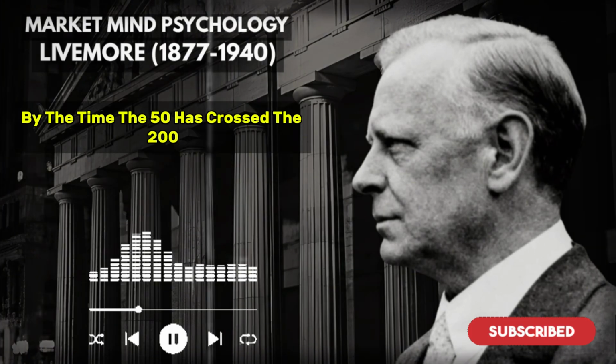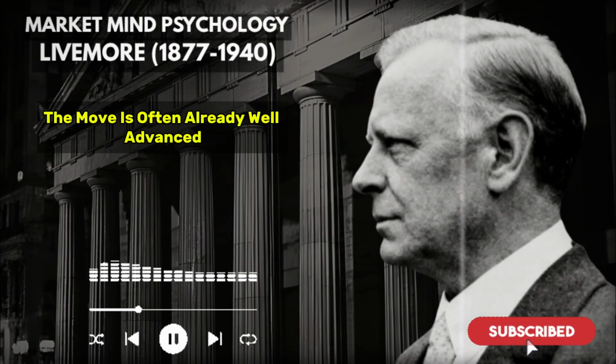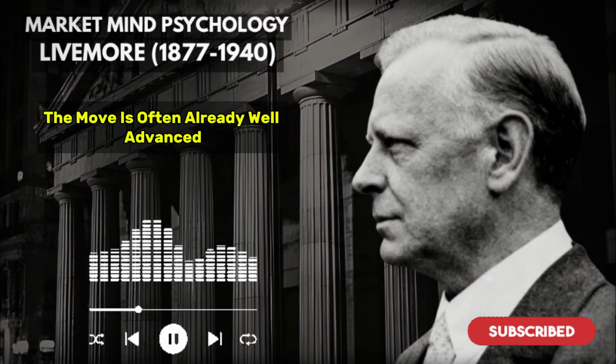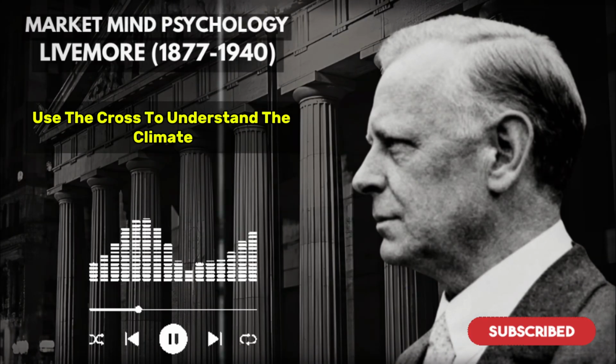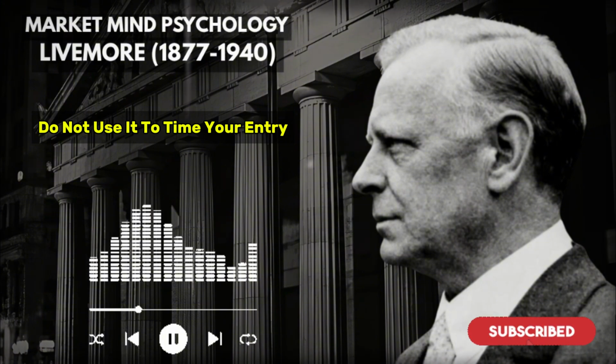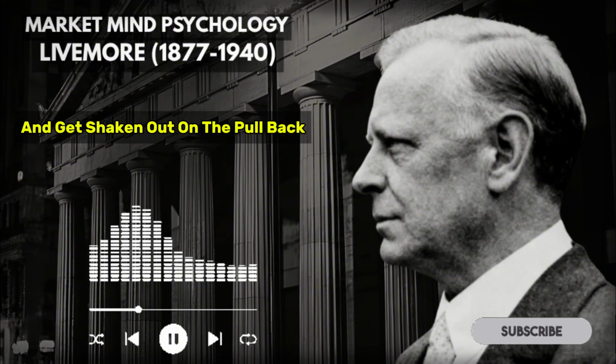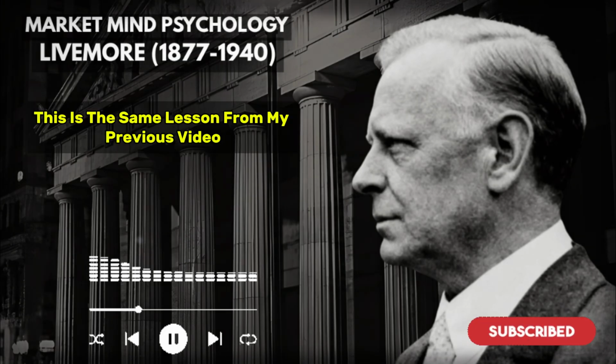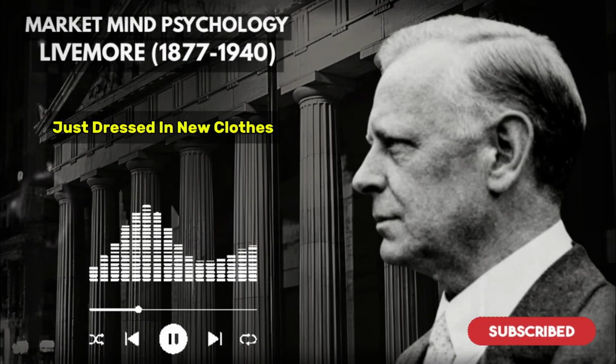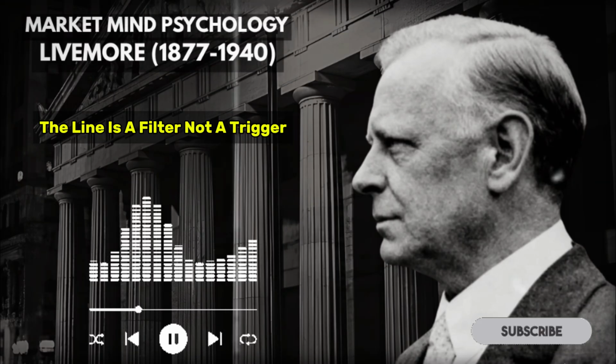By the time the 50 has crossed the 200, the move is often already well advanced. Use the cross to understand the climate. Do not use it to time your entry, or you are going to buy the top of the first leg and get shaken out on the pullback. This is the same lesson from my previous video, just dressed in new clothes. The line is a filter, not a trigger.